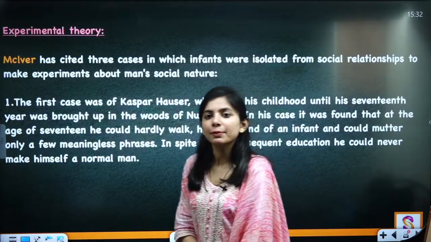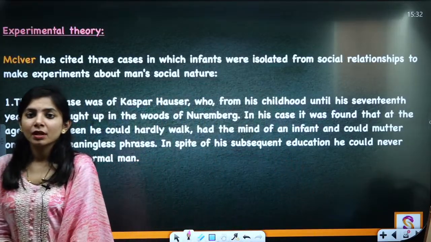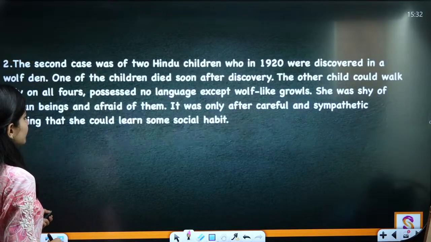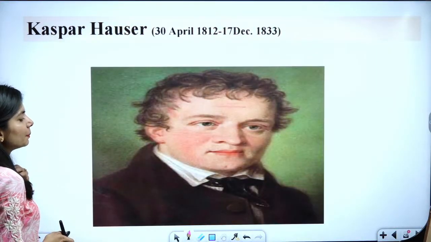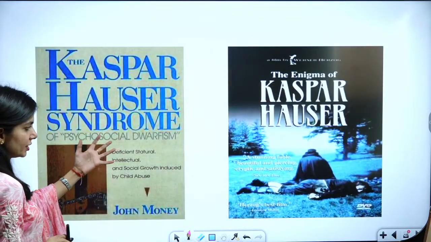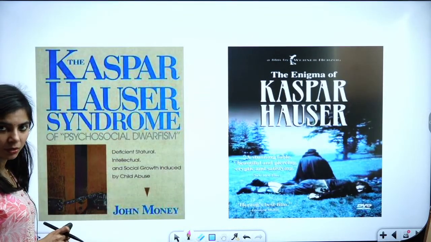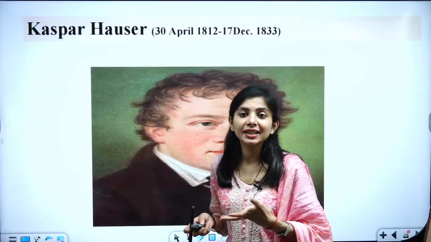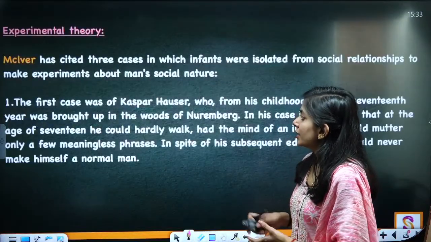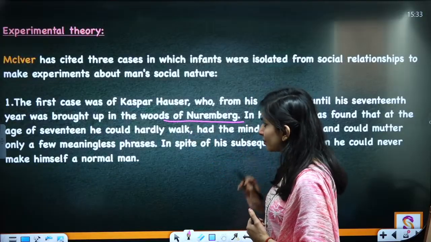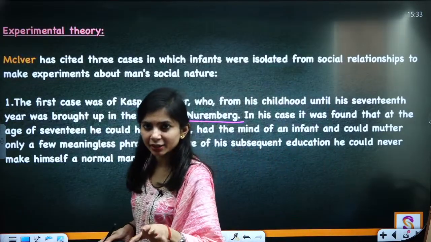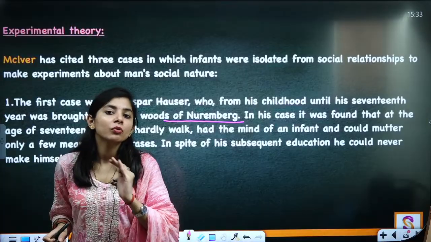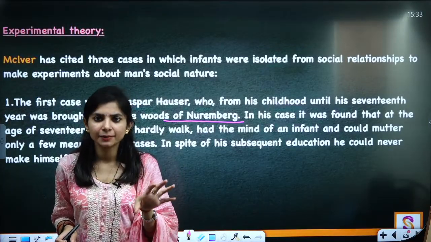The first case he provided was about the mysterious man. Who is this mysterious man? This mysterious man is Caspar Hauser. There are so many books written regarding Caspar Hauser. He was basically discovered in the woods of Nuremberg, Germany. He was around 17 years of age. At 17 years of age, he was not able to walk properly. He was not able to speak anything.